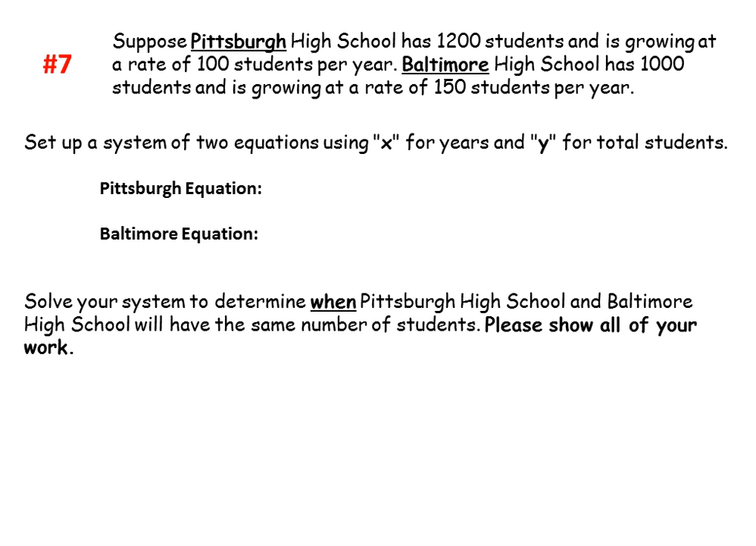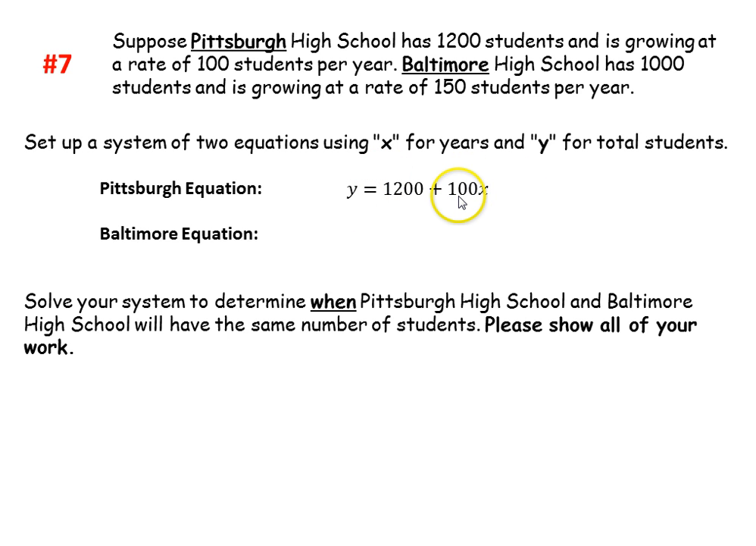So Pittsburgh's equation is going to be the total amount of students is going to be equal to 1,200 plus 100 times the amount of years that have gone by, because they start at 1,200 kids and they are gaining 100 students every year. So this is the equation for Pittsburgh High School. How many students will they have after x years?